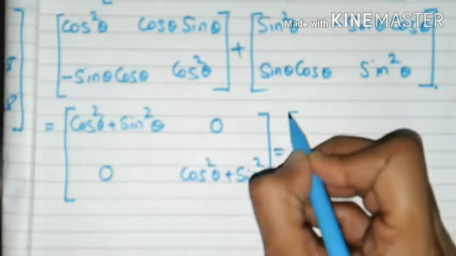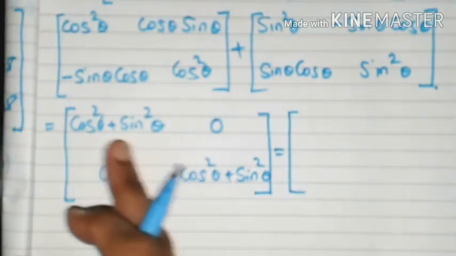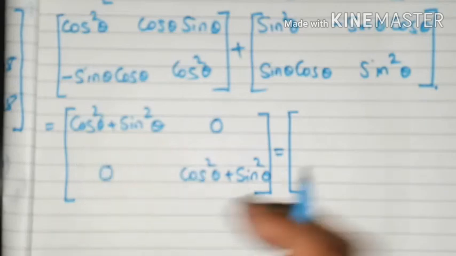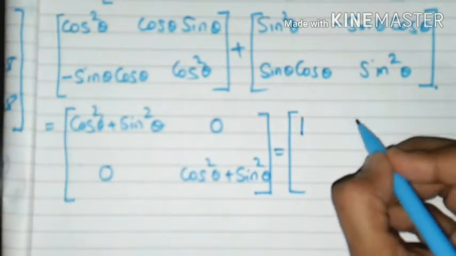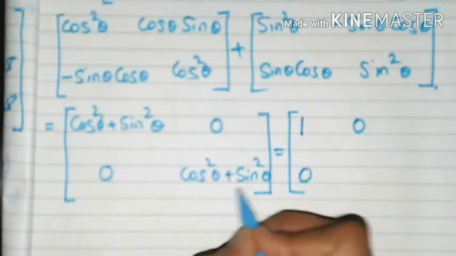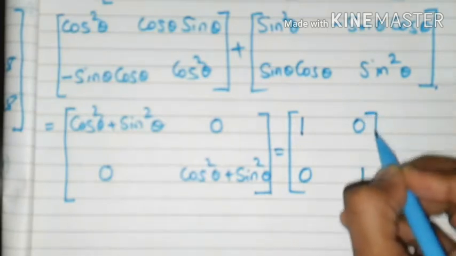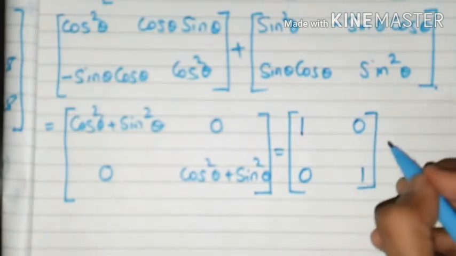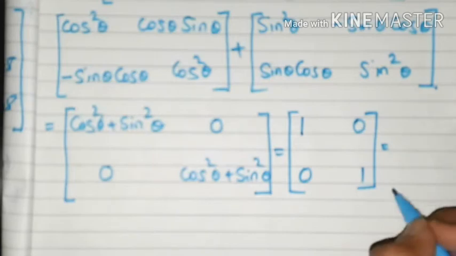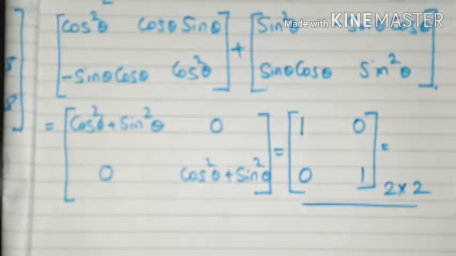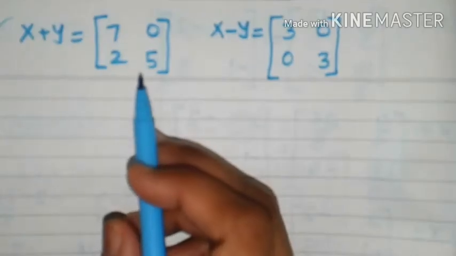So then this further simplifies to, as you know from trigonometry, cos square theta plus sin square theta is 1. This is 0, this is 0 and this again will be 1. So this is the answer. It's nothing but a unit matrix of order 2. This is the answer. Friends, this is the 7th question first part.